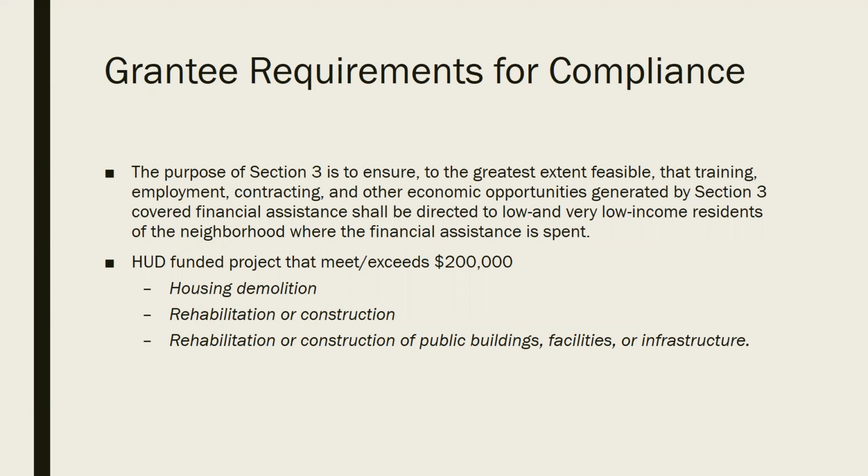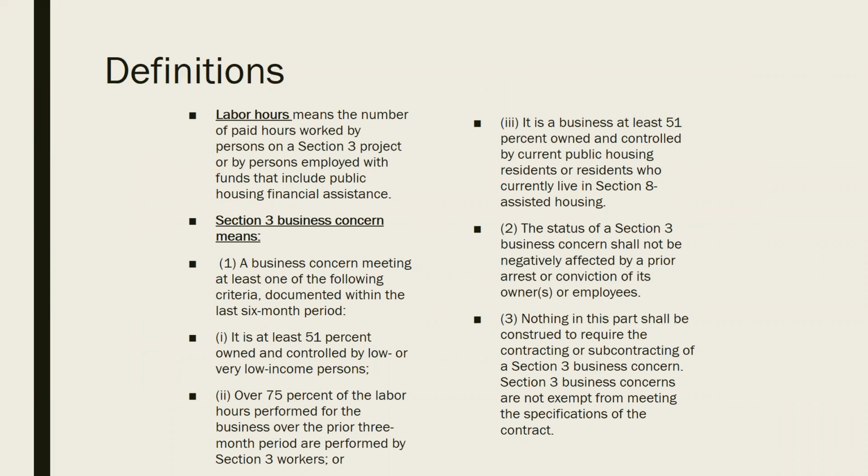Any HUD-awarded contract that's over $200,000 automatically triggers Section 3. That's everybody, meaning everybody has to comply. Housing demolition applies to Section 3, as do rehab and construction and rehab of buildings, facilities, and infrastructure. These are some important definitions in our handbook.